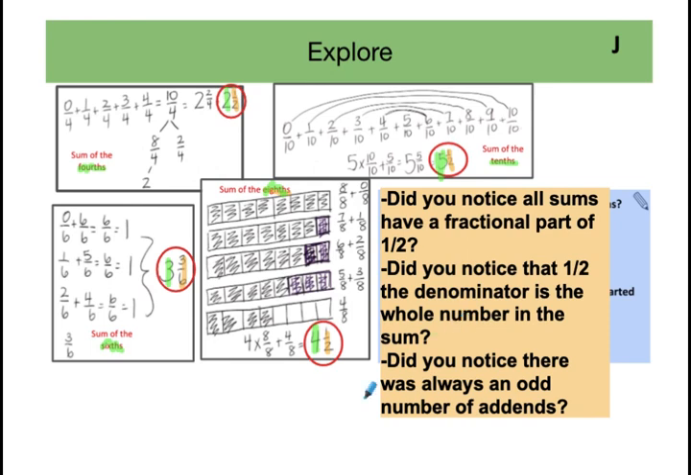And did you notice that there was always an odd number of addends? So here we had 5 addends, here we had 7 addends, here we had 9 addends, and here we had 11 addends. And would the sums have changed if we eliminated the 0 and started with the unit fraction? So started with 1/4, or started with 1/6, or 1/8, or 1/10. Would that have changed the sum? No, the sum would have stayed the same. All right, guys, great job.